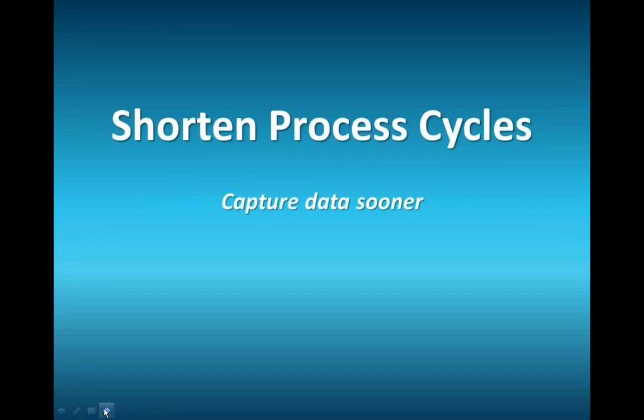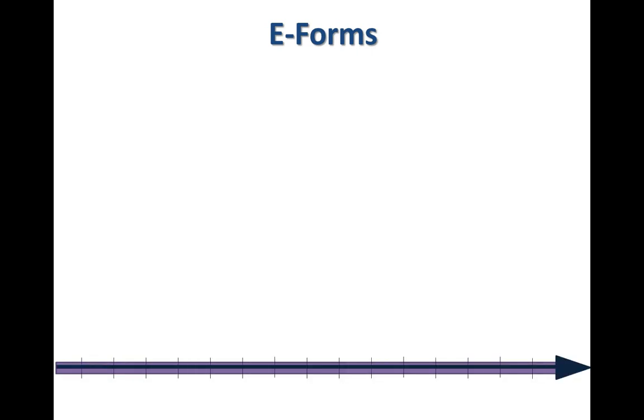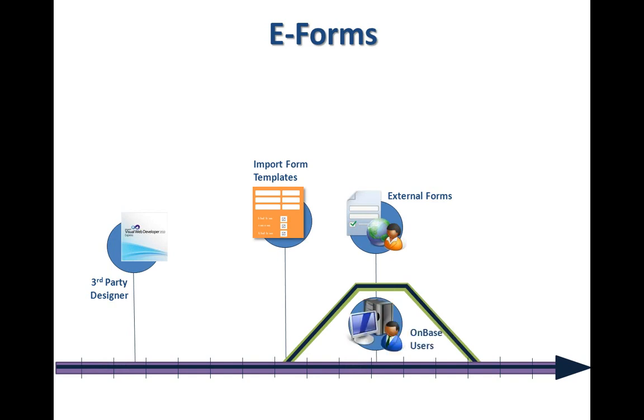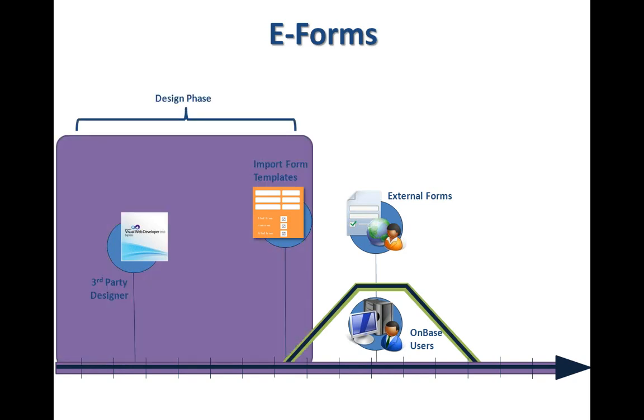So we want to do this because we want to shorten process cycles. And we can do that by allowing people to capture data sooner. So if we have a long development cycle that's associated with forms, if we have eForms, we're using a third-party designer, and then we need to import those form templates. And then we can make eForms external, and we also can make them available to OnBase users. But the part that takes the longest here is that design phase. So between designing that form and importing that form into OnBase, we have a lot more steps.